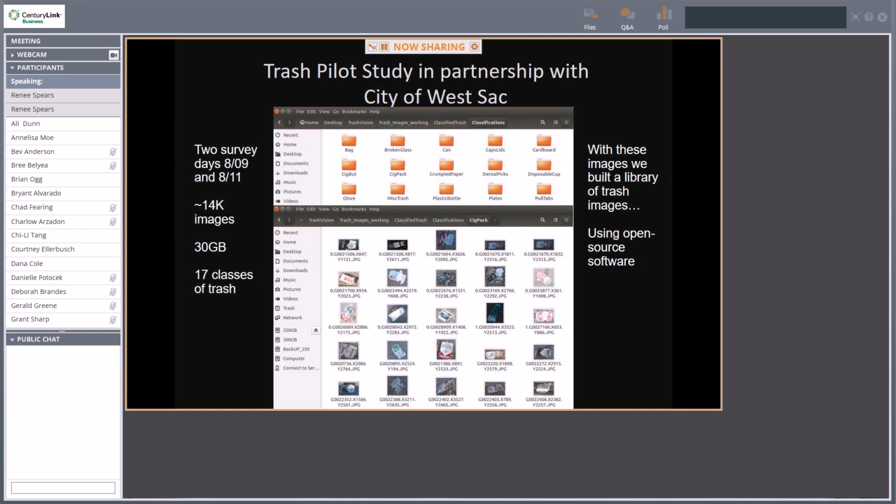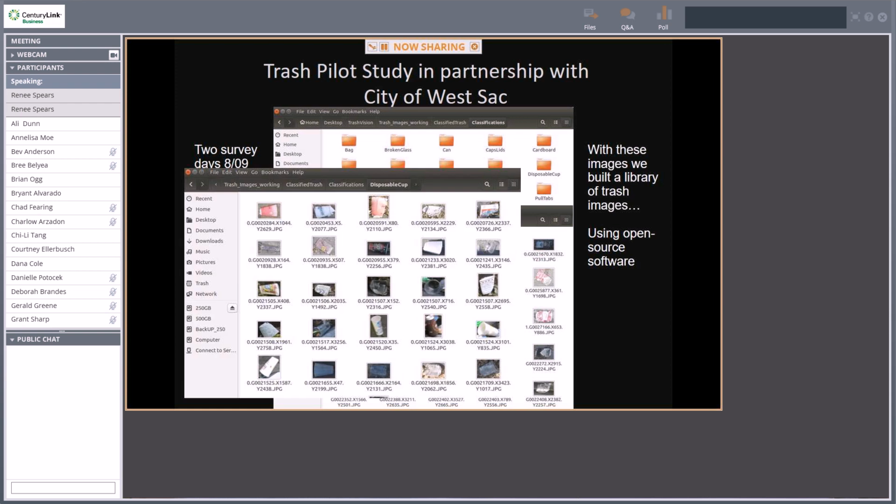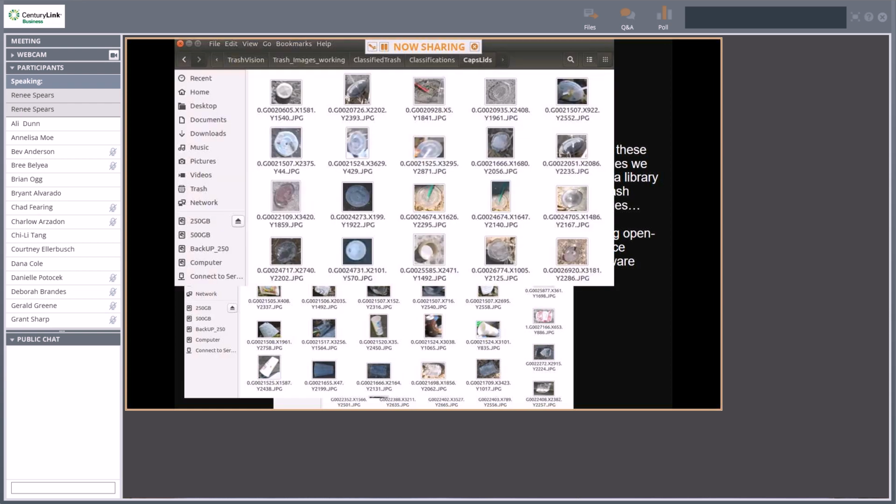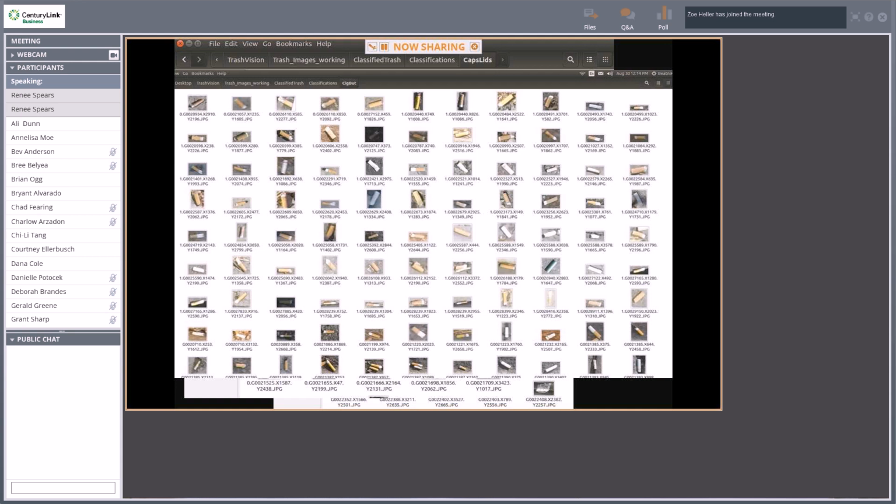And so we made this library of these images. So here are the cigarette packs that we've collected from the 2 days of survey. Here are the cups. Here are the plastic lids. Here are the cigarette butts. This is just from 2 days of survey. And the more images that we collect, the better our library will be able to train our search engine. So we're looking forward to getting a lot more images in the next couple days, in the next week, actually.